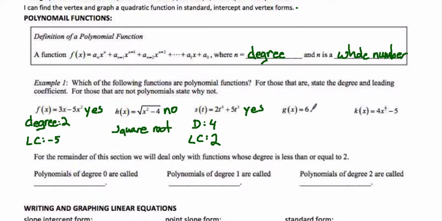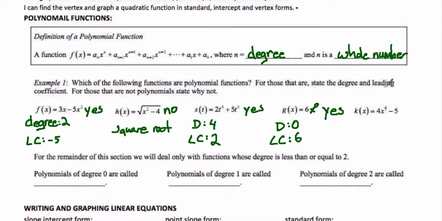Okay, how about this one? Well, this one actually is yes, and let me show you why. Because we could have an x here to the power of 0. x to the power of 0 is just 1, and 1 times 6 is 6. So in this case, our degree is 0, and our leading coefficient is 6.